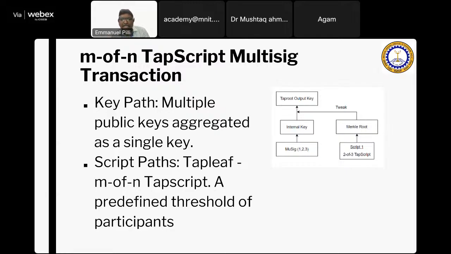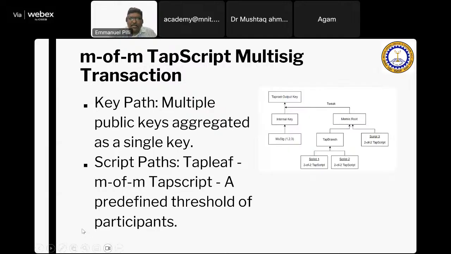The multiple public keys aggregated as a single key, that is the key path. And if you look at a script path, it is a tap leaf M of N script. 2 of 3 is an M of N script, which is there. It's the tap script and a predefined threshold of participants based on that. And then again, you can get a taproot output key. So these both add on to become what is, and you can use either one of them. You can use a key path aggregation, or you can use a script path aggregation. So that's something which I can look at.